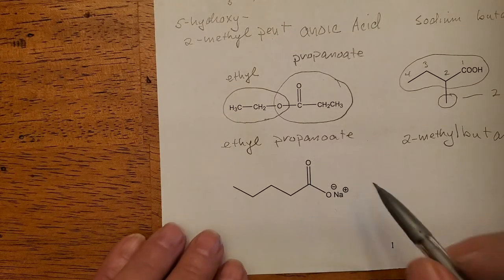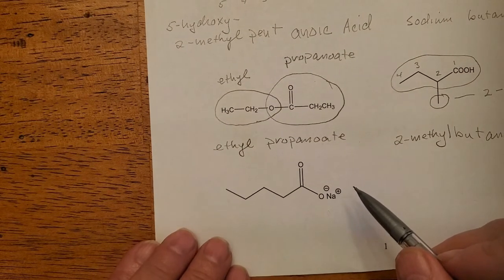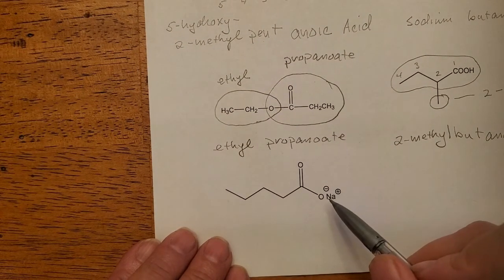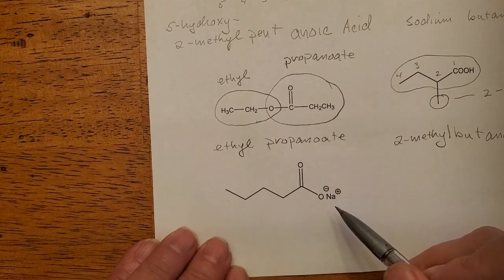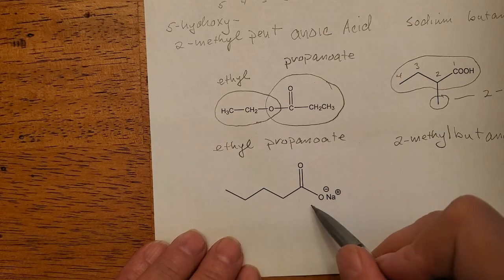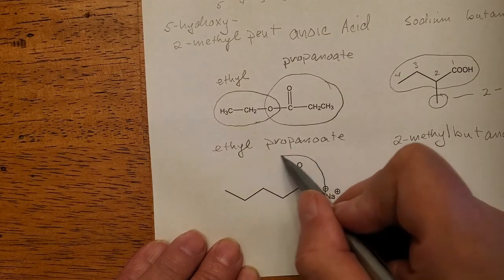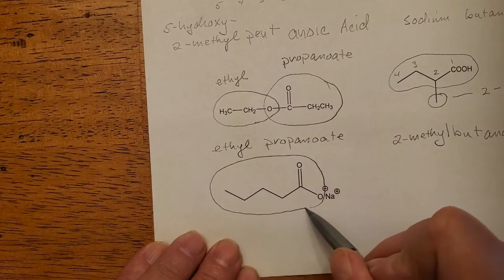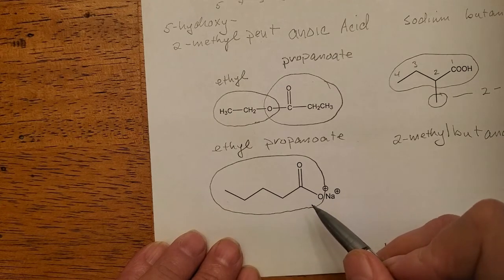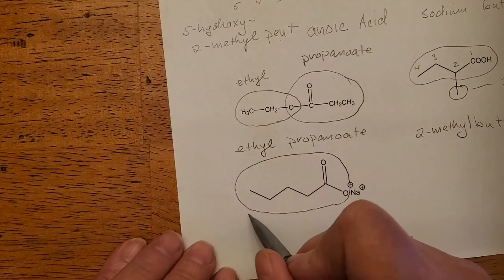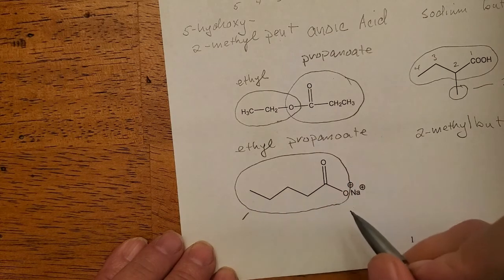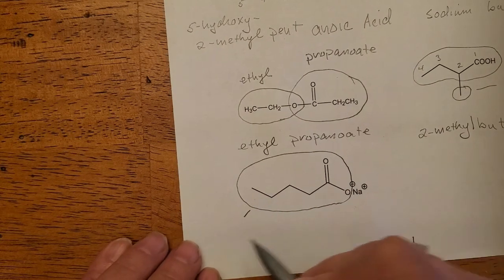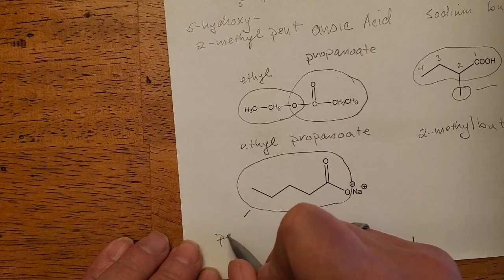Okay, here, once again, we have the sodium salt of a carboxylic acid. So this gets named as an ester. So this is the acid portion of the ester. And there are 1, 2, 3, 4, 5 with no substituent groups. So this is pentanoic.